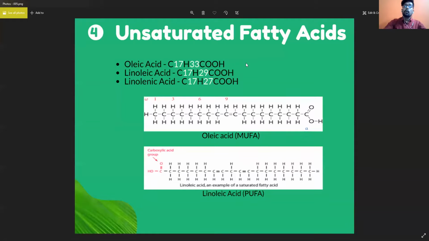Unsaturated fatty acid means what? Oleic acid, linoleic acid, linolenic acid. I have given the structure of oleic acid. In that structure, a double bond is there at the carbon 9 and carbon 10 position. Unsaturated means the presence of a double bond. If only one double bond is there, oleic acid is an example of an unsaturated fatty acid, also called MUFA, monounsaturated fatty acid. And linoleic acid has two double bonds, at the 6-7 position and the 9-10 position. So linoleic acid is an example of an unsaturated fatty acid.